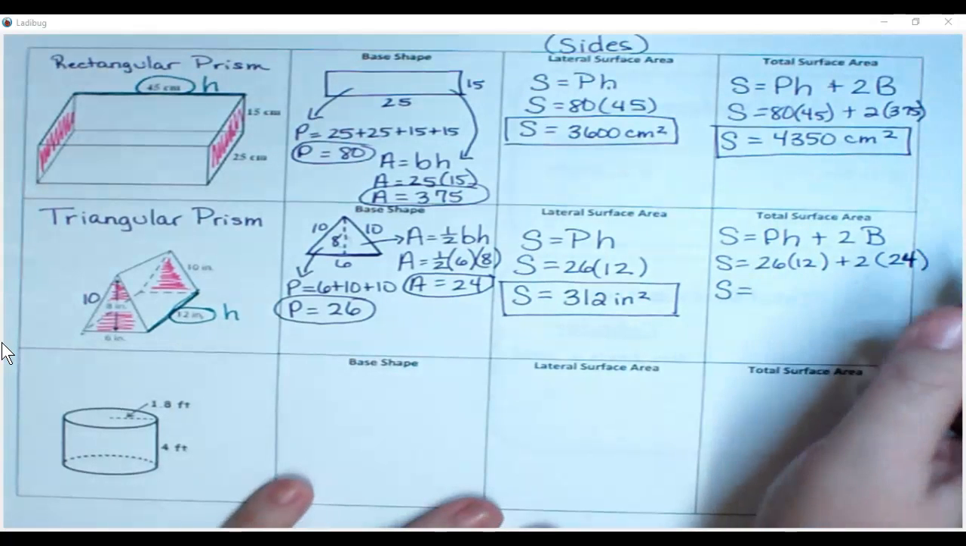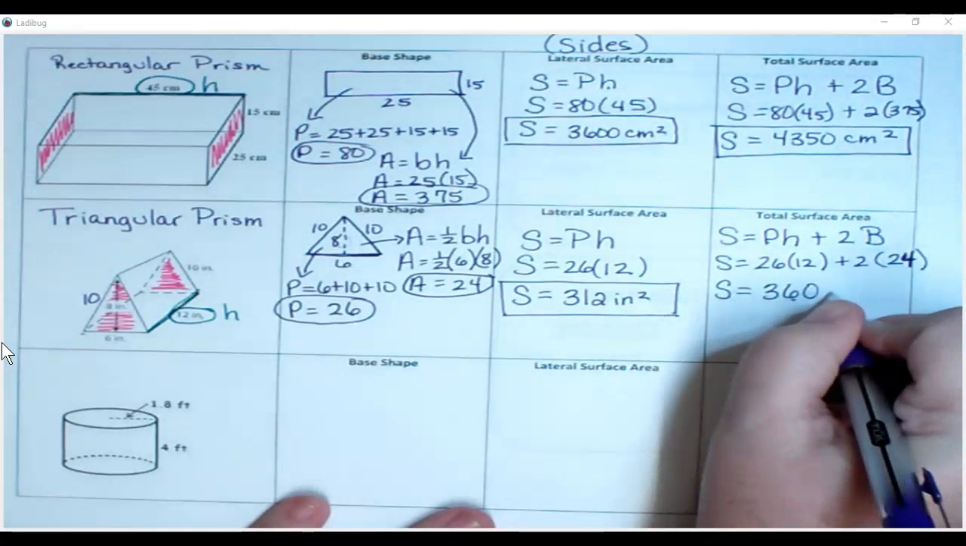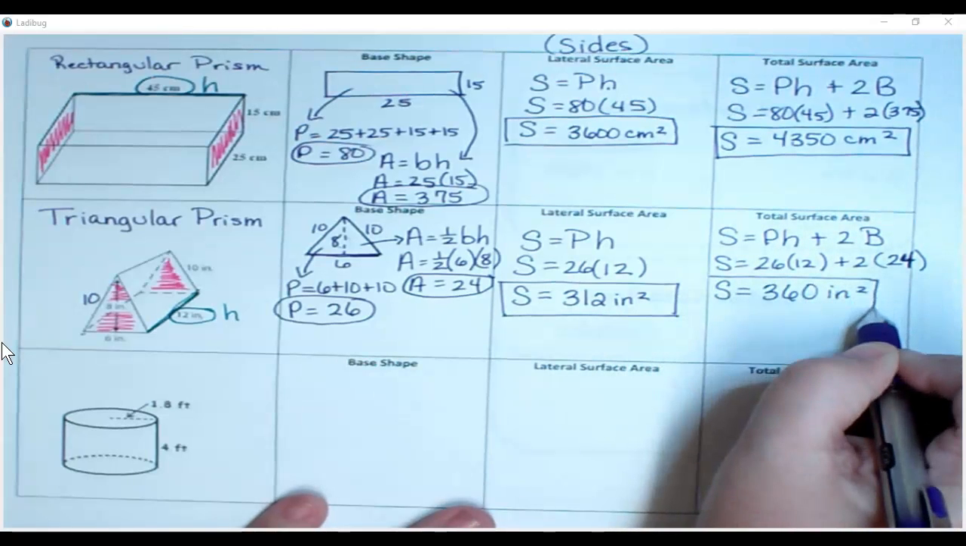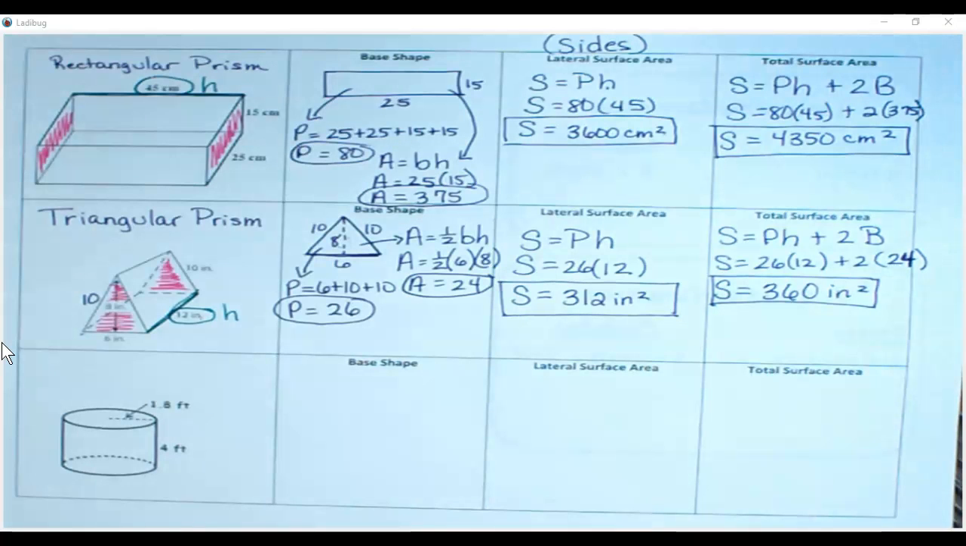All right, welcome back. Your final answer you should have gotten was 360 inches squared. All right, last example.